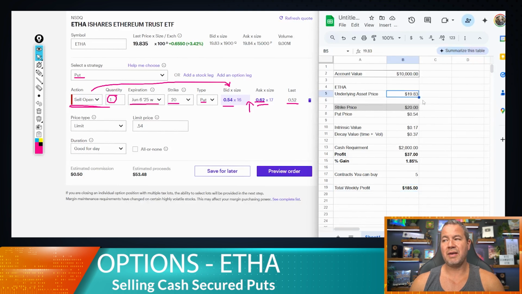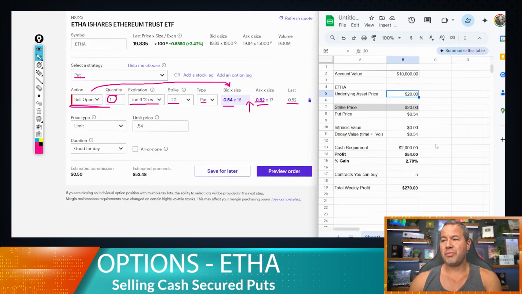Now, if the stock went to $21, you would actually make the full 54 cents times 100, and you would make that times the 5 contracts you sold, which is $270. So as long as the stock goes above the strike price, you're just fine. Now, if it goes below the strike price, then we have to do what we call a roll. And I'm going to talk about that in a second.